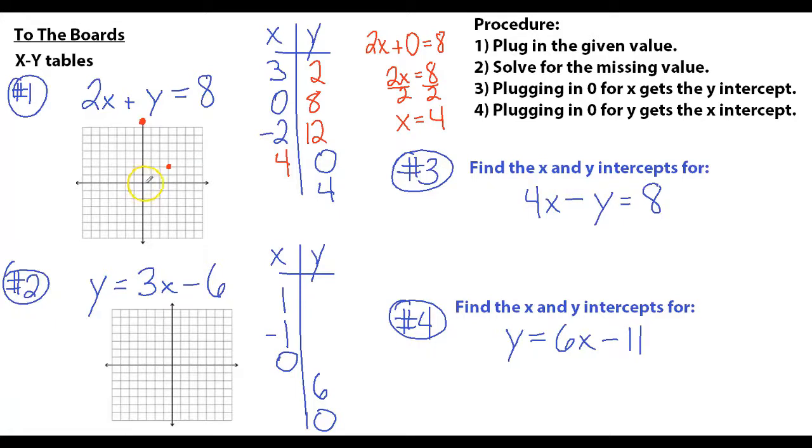I've got to go 4 to the right. 1, 2, 3, 4, and 0. Perfect. 4, 0. That's the x-intercept. Notice that when you plug 0 in for y, you get the x-intercept.